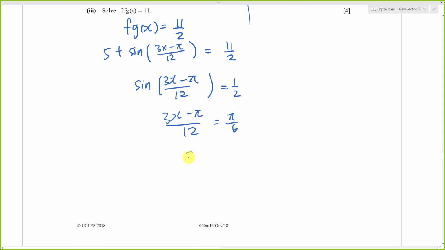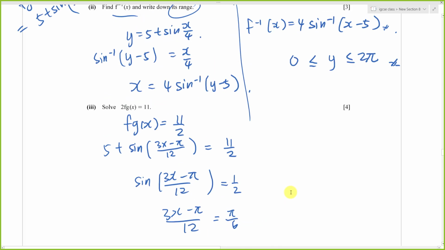So therefore 3x minus pi equals, times 12, I will get 2 pi. So 3x equals 3 pi. x should equal pi. Alright, it's a bit weird, but I guess this is how you solve it.